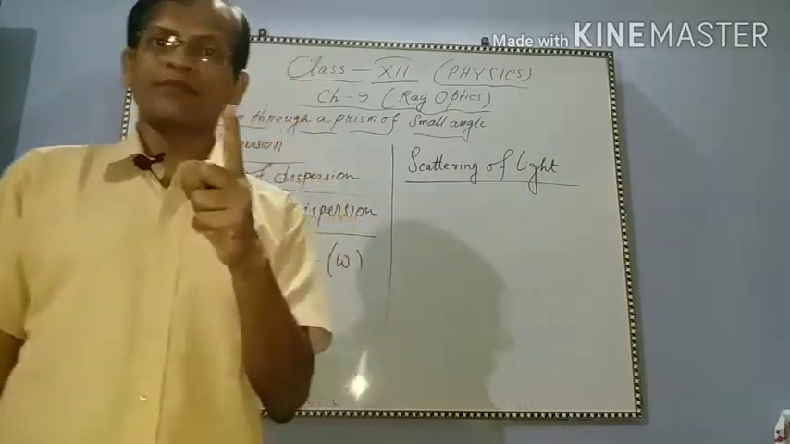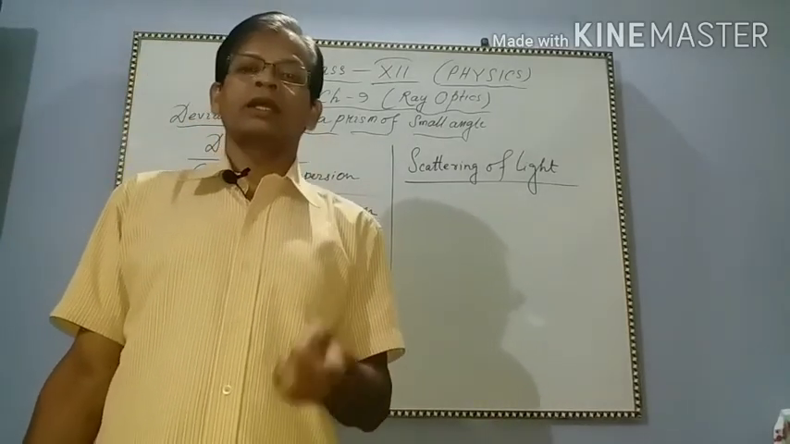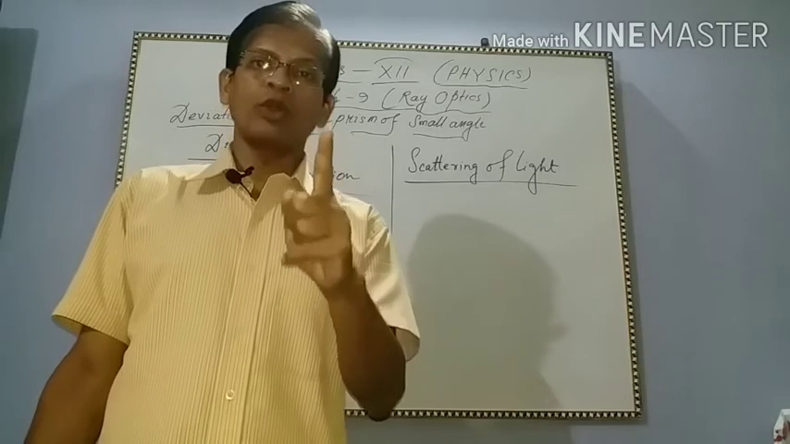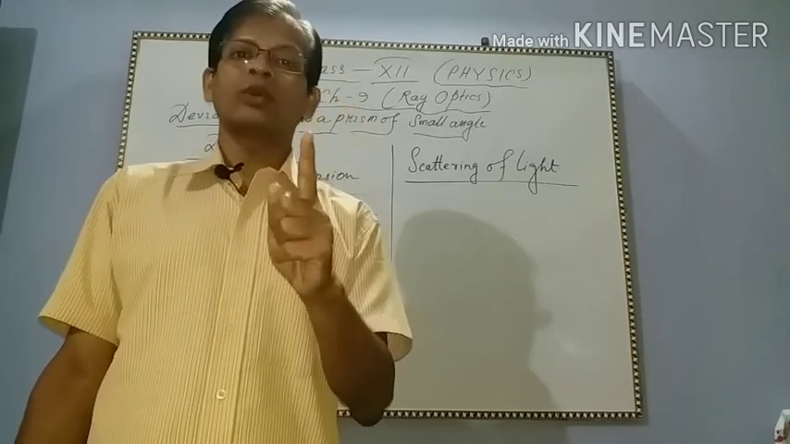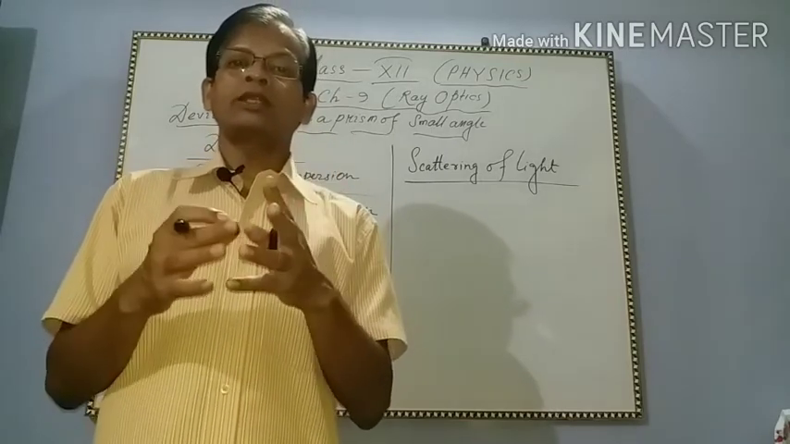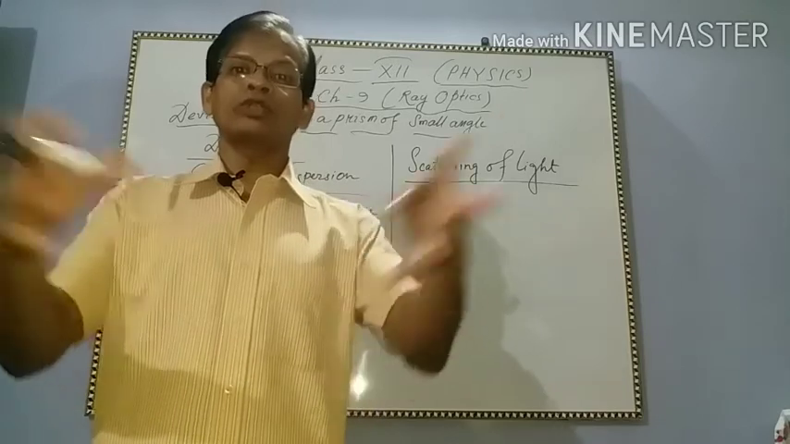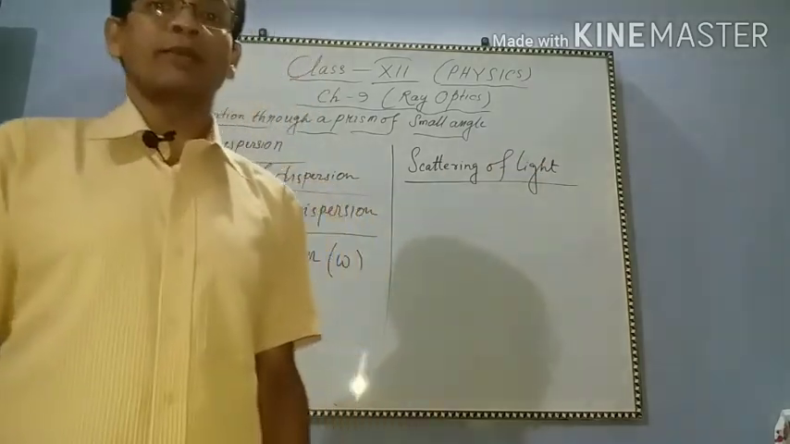What is the condition? For scattering of light, the light should fall on particles whose size is less than the wavelength of light, then light will proceed in all possible directions. This phenomenon is called the scattering of light.